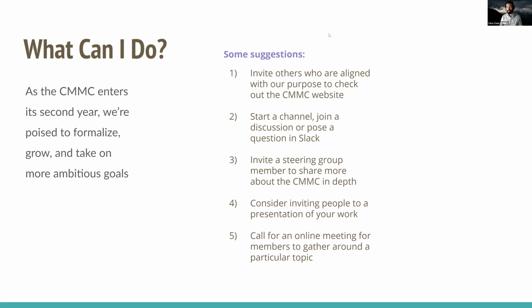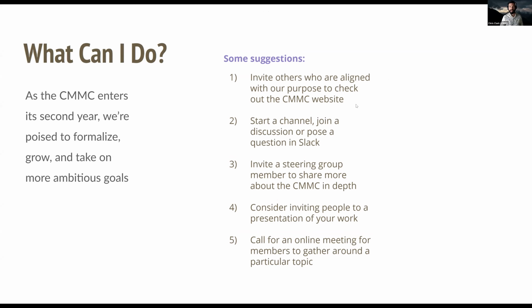Oh, and Elliot brings up a really good point. Most of our membership is male. Think about your female colleagues, other diverse backgrounds who might be interested in the CMMC. We need to grow, we need to become more diverse. And yeah, so these are just some suggestions.